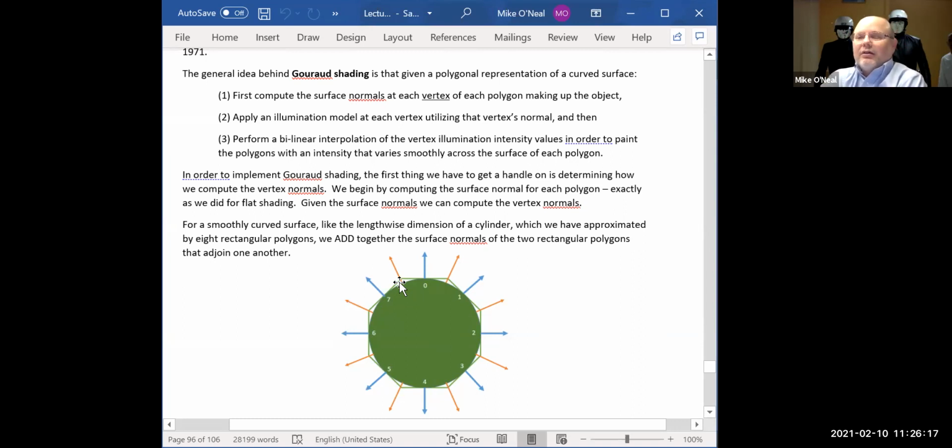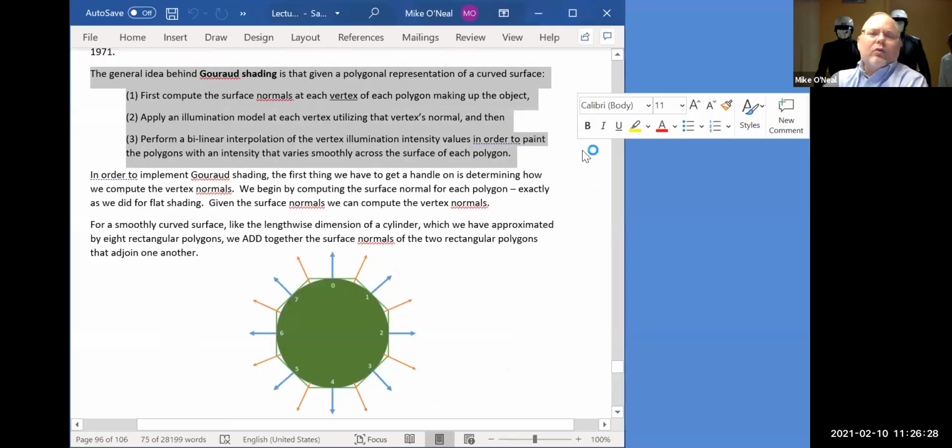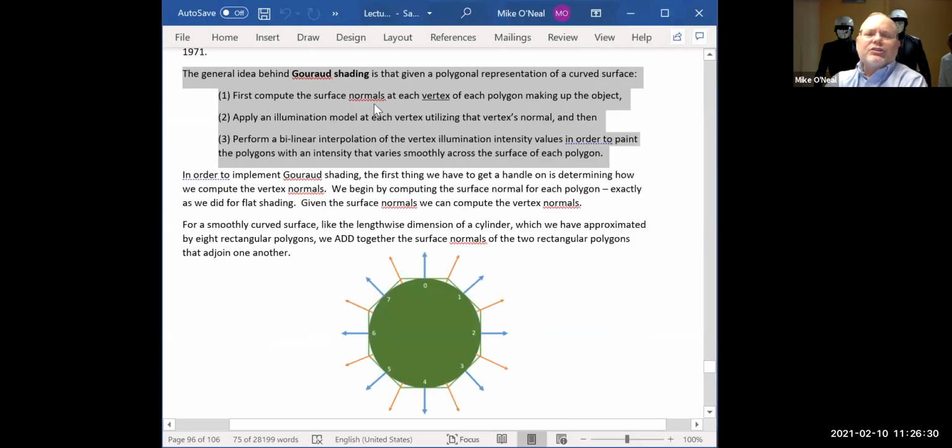What's the big? Well, it's actually going to be a huge big, because what we're going to do is the following here. We will first, as I just said, compute the surface normals at each vertex making up the object. And I just described how to do that. We're going to do that by looking at the adjacent polygons and their surface normals, add them together and normalize, and that'll give us the vertex normals.